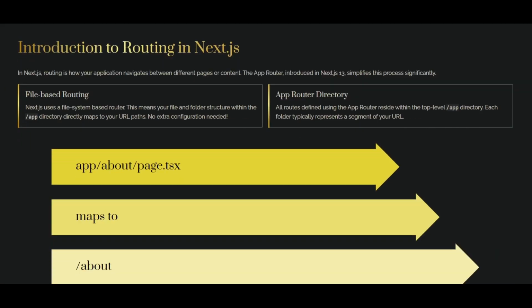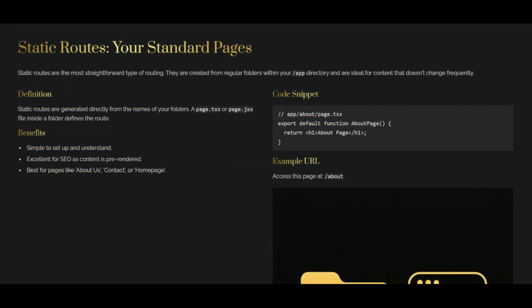Routing means defining how users move between different pages of an application. In Next.js, routing is file based. That means the folder and file structure inside the app directory directly maps to the URL path. No need for an external router or manual configuration like in a React application. Now, what are static routes? The first type is static routes.